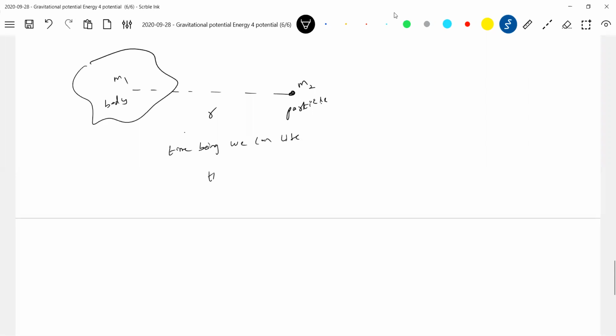we can't use the formula. Any reason why we should not? Because m1 is not a point mass.